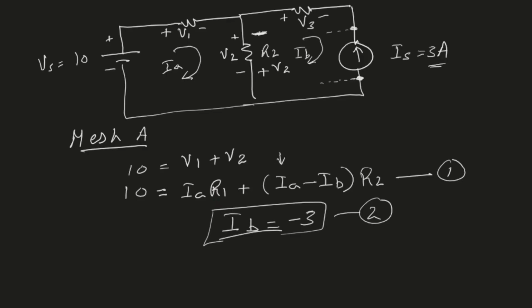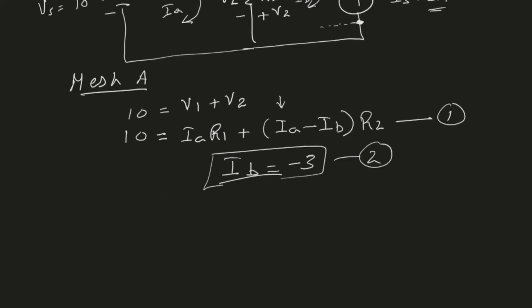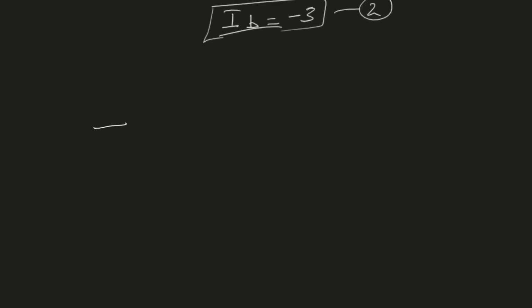So that's the first thing that I wanted to discuss. The second is that imagine if this current source is not on the boundary. You see here, this current source is present in one mesh only. What will we do if it was in between two meshes? All right, so let's see that example. So we have the same circuit, but now the current source is here.